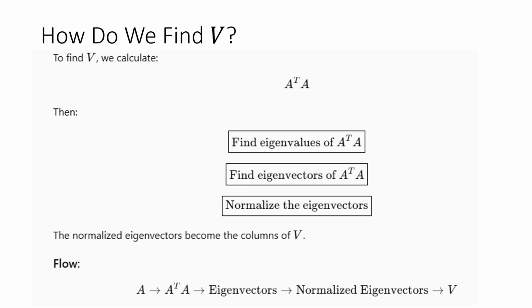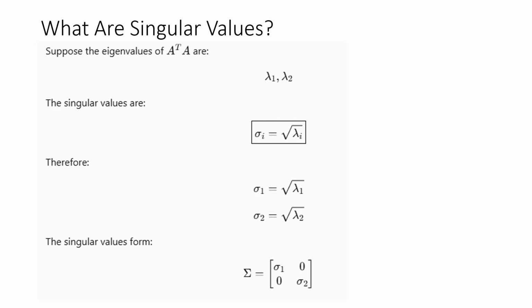So what are the mathematical steps to calculate it? First, we have to take our original matrix and find the transpose, that is A transpose. Then multiply A transpose with A, and find the eigenvalues of A transpose A, then find the eigenvectors of A transpose A. Again, you have to normalize the eigenvectors, or find the unit length vector. So the normalized eigenvectors become the columns of V. So that is how you find V.